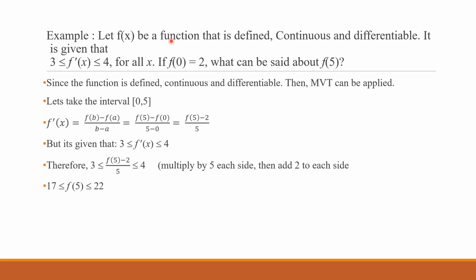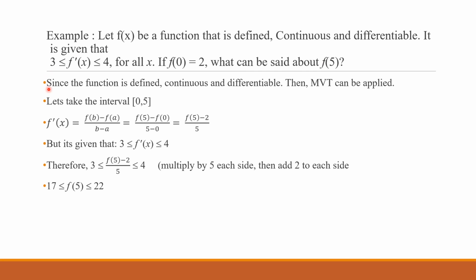Another example, a little bit different. He's telling me that a certain function is defined, continuous and differentiable. And we know that the derivative of this function ranges from 3 to 4. And we know that f of 0, if I substitute 0 in the function, is going to give me 2. What can be said about f of 5?